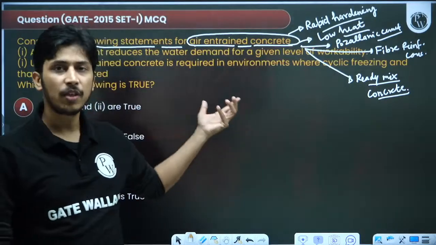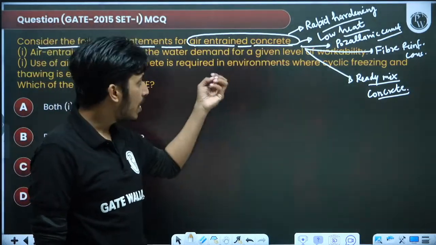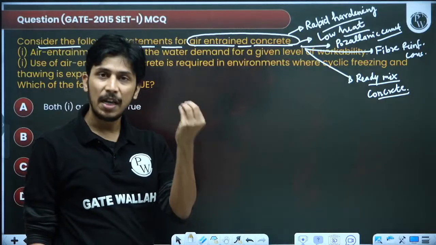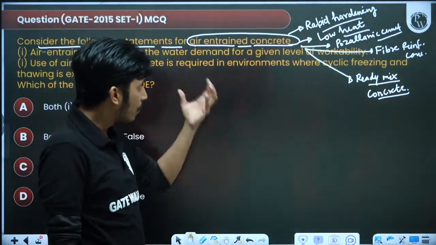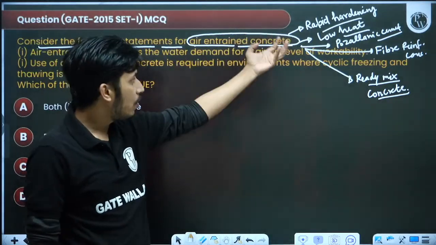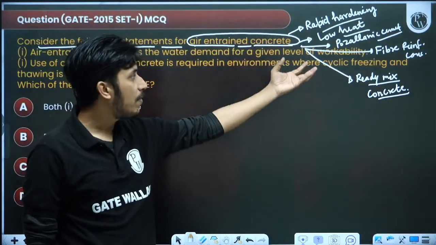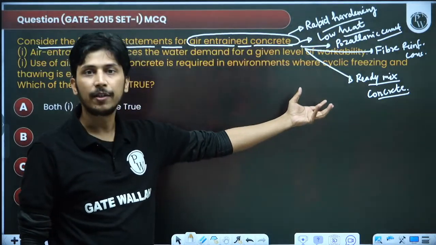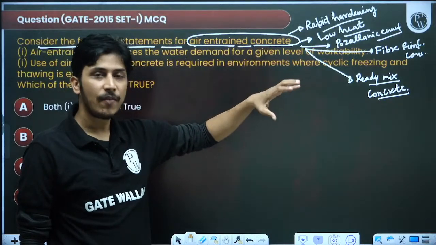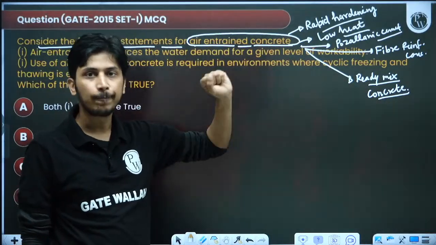If you're only solving this question, you have to search in your building material notes: have you covered rapid hardening cement? Have you covered low heat cement? Have you covered pozzolanic cement? Have you covered Portland slag cement? Have you covered fiber reinforced concrete? Have you covered ready mix concrete? Because in building materials, you have a chapter on cement, and you also have a chapter on concrete.